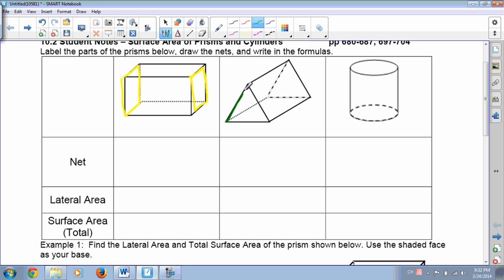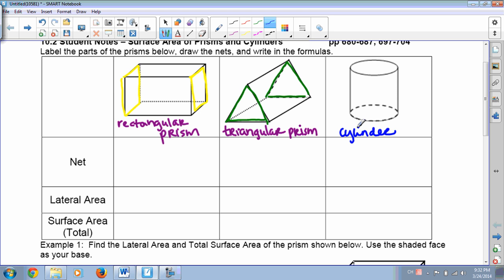The two bases are the two triangles. So this is a triangular prism. So our first shape is a rectangular prism. Our second shape is a triangular prism. And our third shape obviously has two circular bases. This is a cylinder.